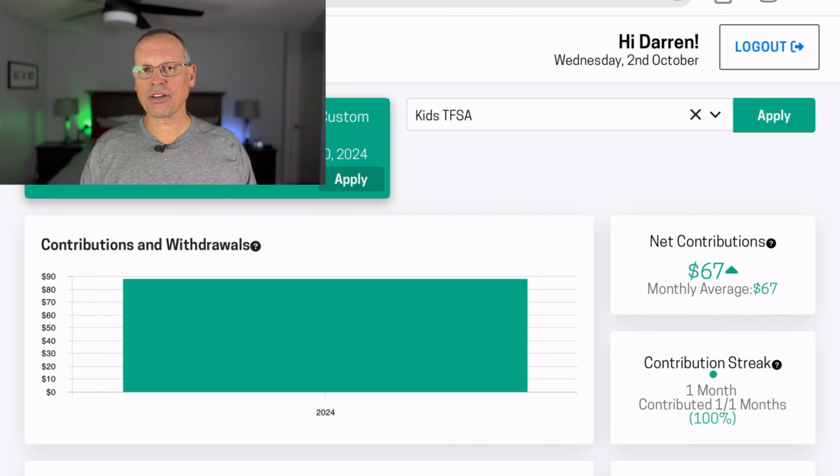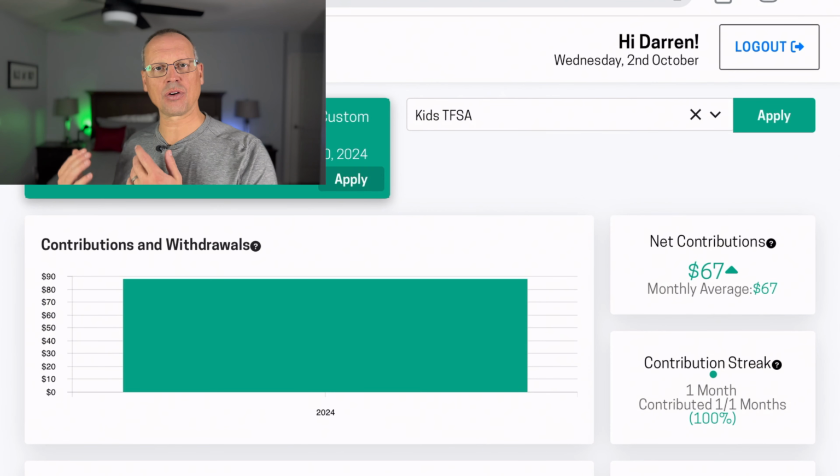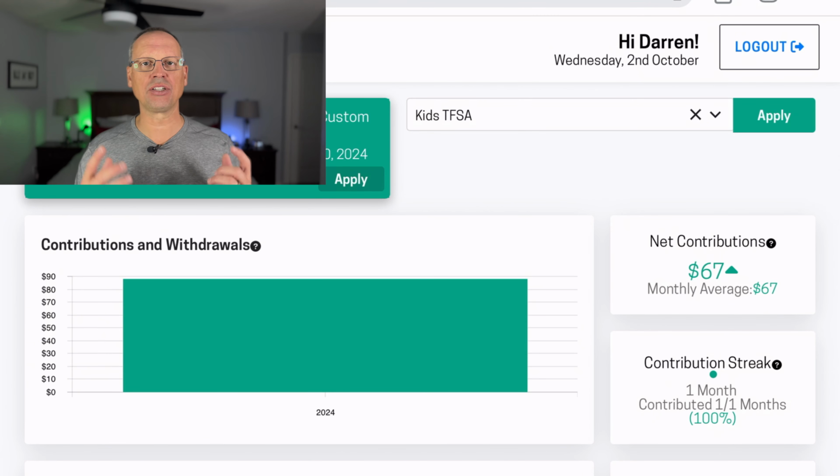Let's jump over and look at the activity tracker to see what's going on. All right, so the net contributions to this account is $67. The way the contributions have been working in this account is my wife and I make a contribution every week on the beginning of the week, which is Monday, and it's an increasing amount. So last month it was $20, this month it's $21, and of course next month in October will be $22.